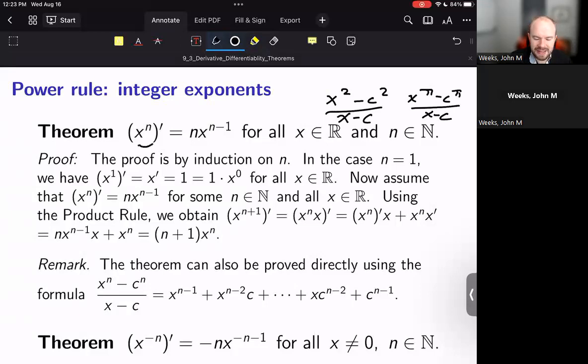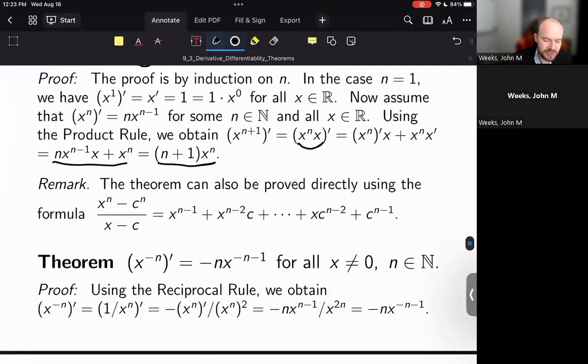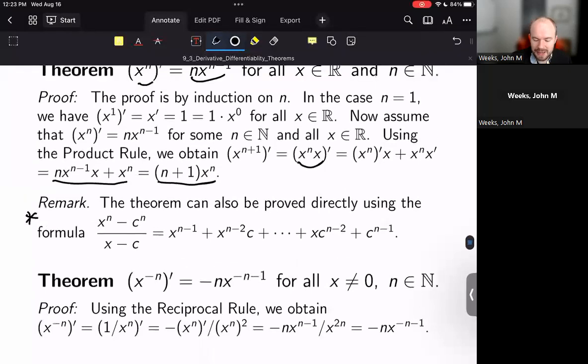Here, we're going to start with the derivative of x to the n and show that it follows the power rule that we all know and love very well, the one where you bring down the power and subtract 1 from the power that exists. n times x to the n minus 1 is the derivative of x to the n. This is a proof by induction that utilizes the product rule. If you have the derivative of x to the n plus 1, that's just the derivative of x to the n times x. And you can use the product rule to figure out what that ends up being. It becomes a very nice formula here that ends up stacking on itself very nicely. We note also that the way I was describing it is also by using this formula for x to the n minus c to the n divided by x minus c.